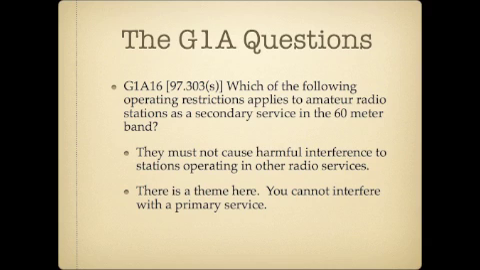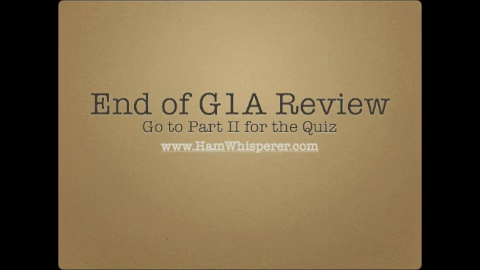Which of the following operating restrictions applies to amateur radio stations as a secondary service in the 60 meter band? Well, the answer is they must not cause harmful interference to stations operating in other radio services. So there's a theme here: don't interfere with a primary station or a primary service. And that ends the G1A review.